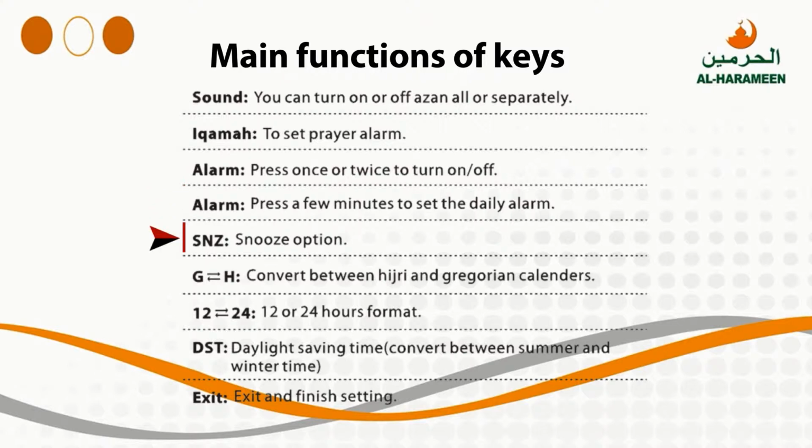SNZ, snooze option. G equals H. Convert between Hijri and Gregorian calendars. 12 equals 24. 12 or 24 hours format. DST, daylight saving time. Convert between summer and winter time. Exit, exit and finish setting.